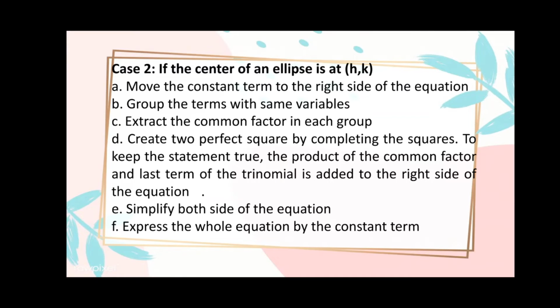The next case that we need to consider is if the center of an ellipse is at h, k. So we need to follow several steps. First is, of course, we simply need to move the constant term to the right side of the equation. Second is to group the terms with the same variables.